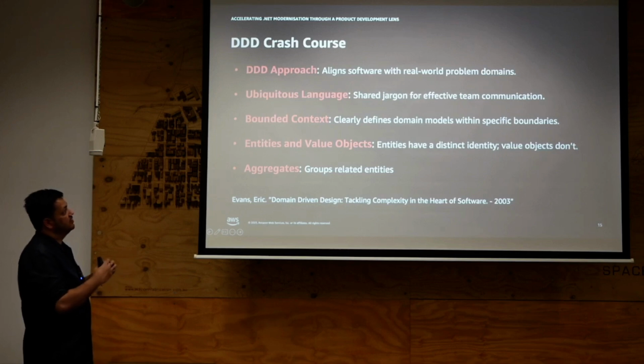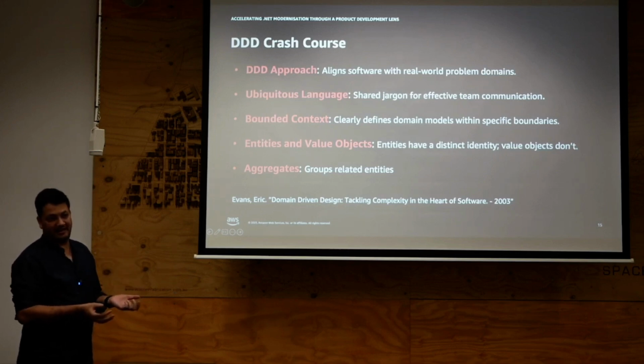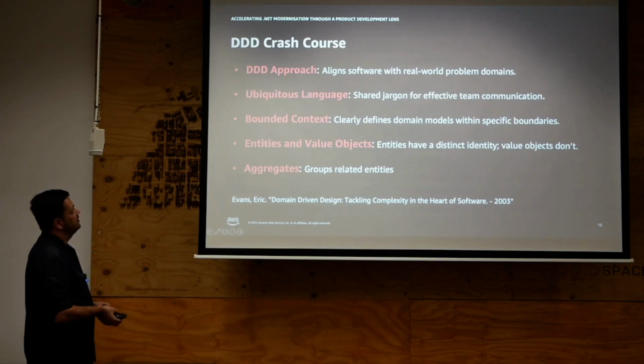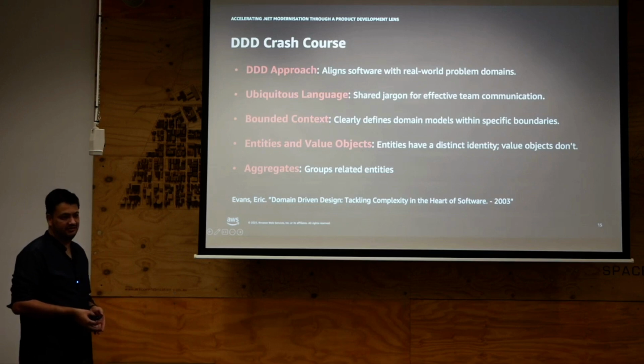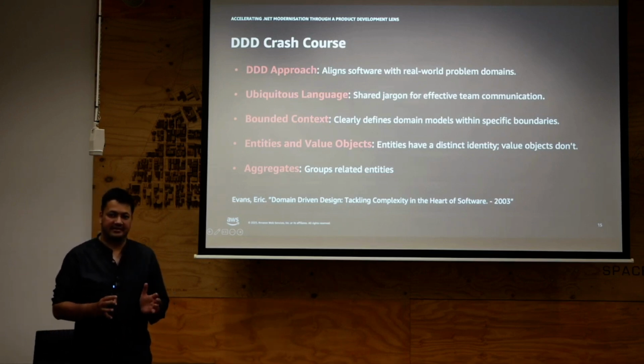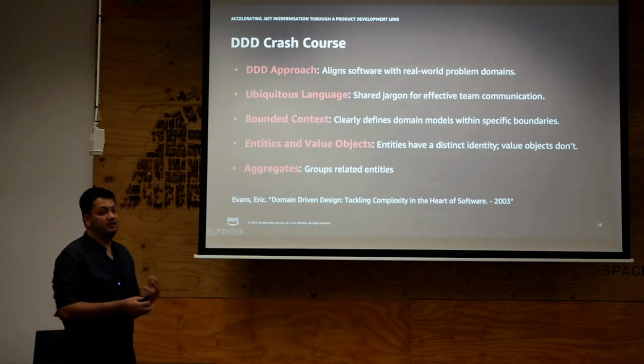DDD says that your system should be aligned around the real-world domain. The domain here is the library management system. Then you talk about a ubiquitous language, shared jargon for effective team communication. The ubiquitous language that you have in DDD is around business.